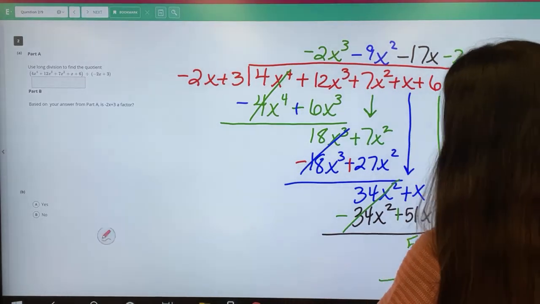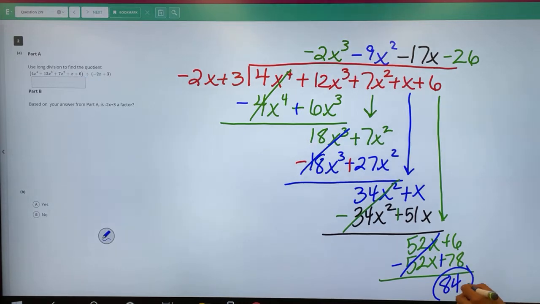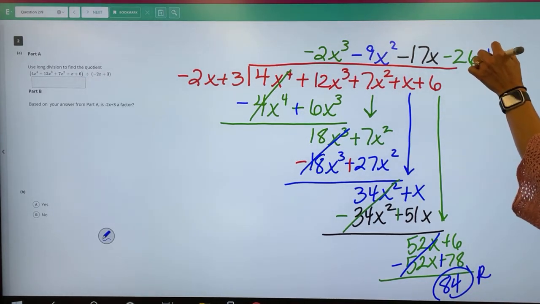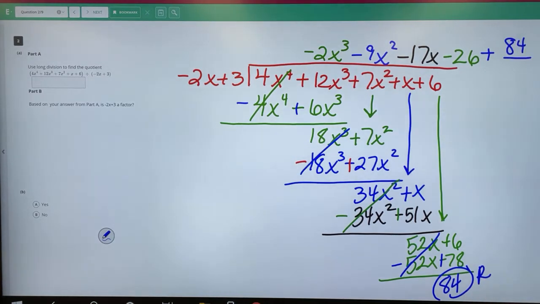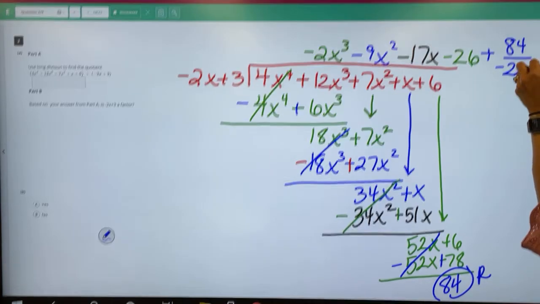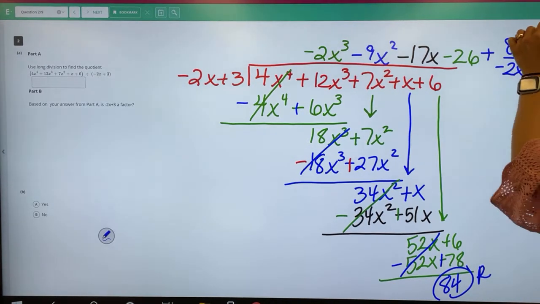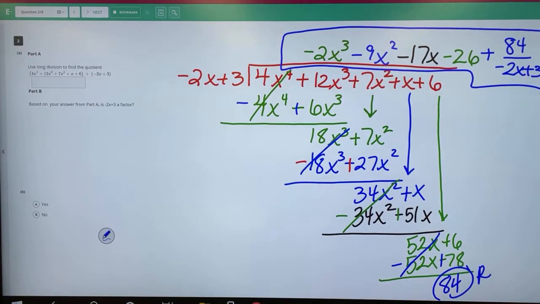And then we need to do the sign change, so minus plus, these cancel. 6 and 78 is 84. So this is my remainder, okay? And to write the remainder, we just put plus, because it's positive, 84 over the divisor, negative 2x plus 3. So this is my answer, and I need to type that in over there.